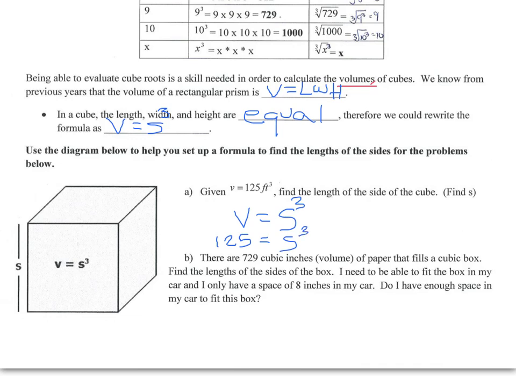Now I need to get rid of that third power. The way I get rid of the third power is to take the cube root. So I'm going to take the cube root of both sides. I'm just changing color so you can see it a little better.